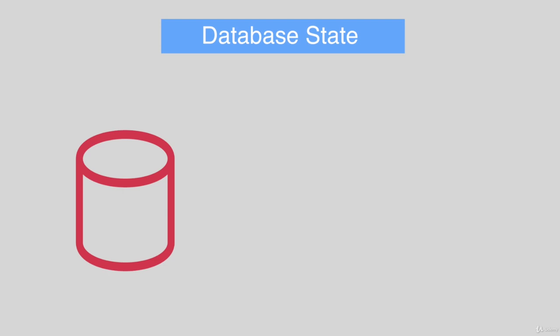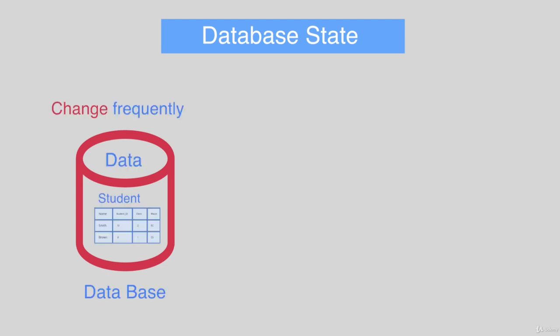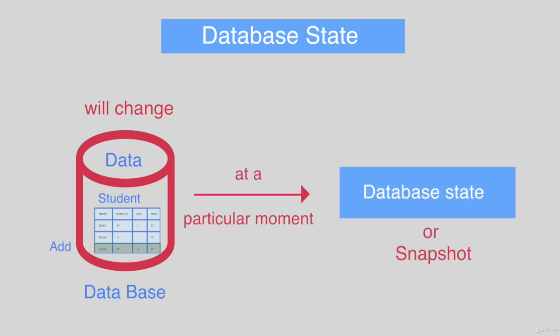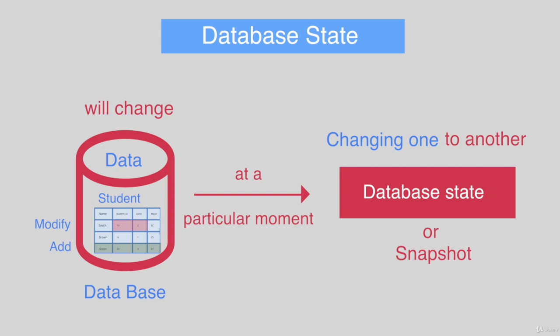Database state. Unlike schemas, the actual data in a database may change quite frequently. Every time we add a new student, the data in the database will change. The data in the database at a particular moment is called a database state or snapshot. Every time we modify a record, we are changing one state of the database into another state.